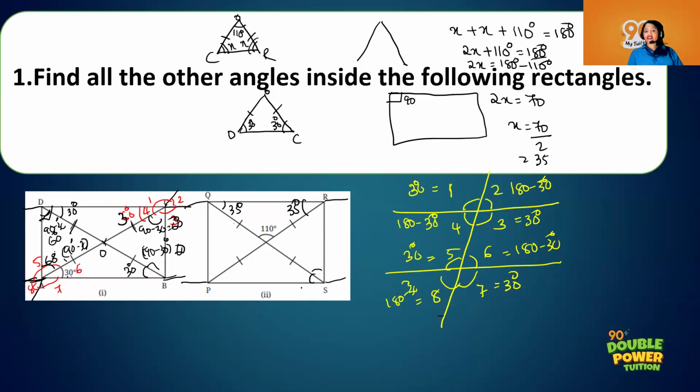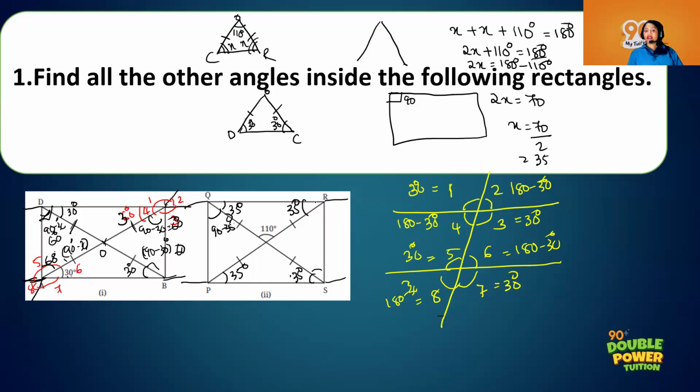Since we extend these lines QR and PS, we will get two parallel lines. So 35 and this angle, alternate interior angles are equal. So this is also 35 degrees. Since this is an alternate interior angle, this will also be 35. As we said before, each angle is 90 minus 35. The sum of this, that means angle Q is equal to 90 degrees.